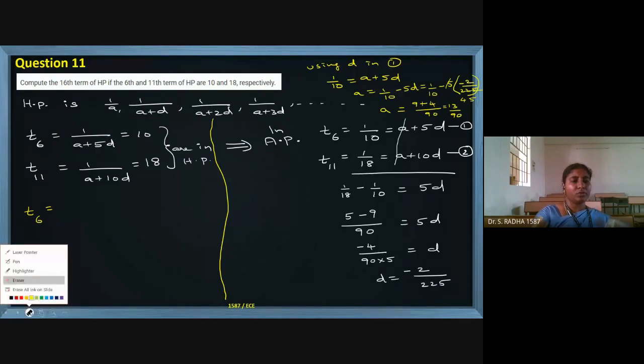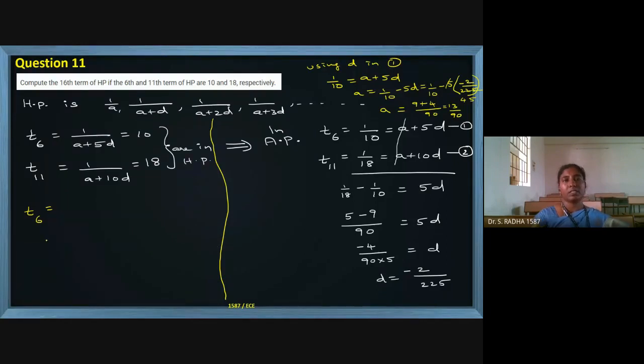Now I am going to calculate the 16th term. We know the general representation of the 16th term is a plus 15 into d. Using the a value and d value, it is 13 by 90 plus 15 into minus 2 by 225. If you simplify here, the 15s cancel. If you make the LCM in the denominator as 90, this becomes 13 minus 2 into 6, which is 12.